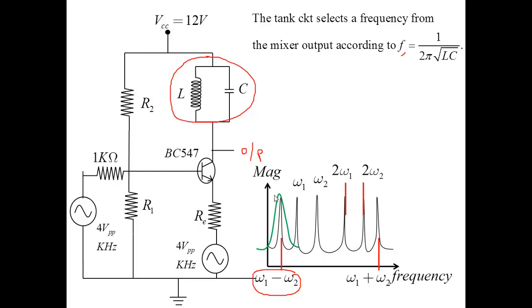Just like that, for different values of L and C, I can make this frequency change. That means I can move this to any value, and I will get the output at that value separated out. So basically this tank circuit will help you find out which frequency you want at the output. That's the design. Thank you.